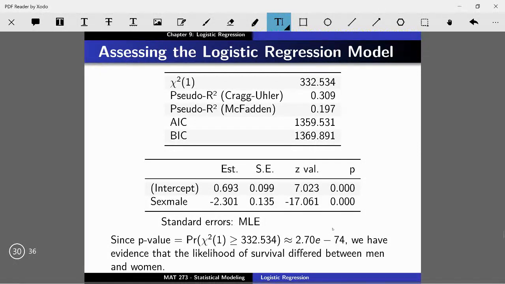Certainly, since the p-value is so small, so close to 0, here we have evidence that the likelihood of survival differed between men and women. So we have evidence that sex male here is an important predictor to include in our model. Okay.